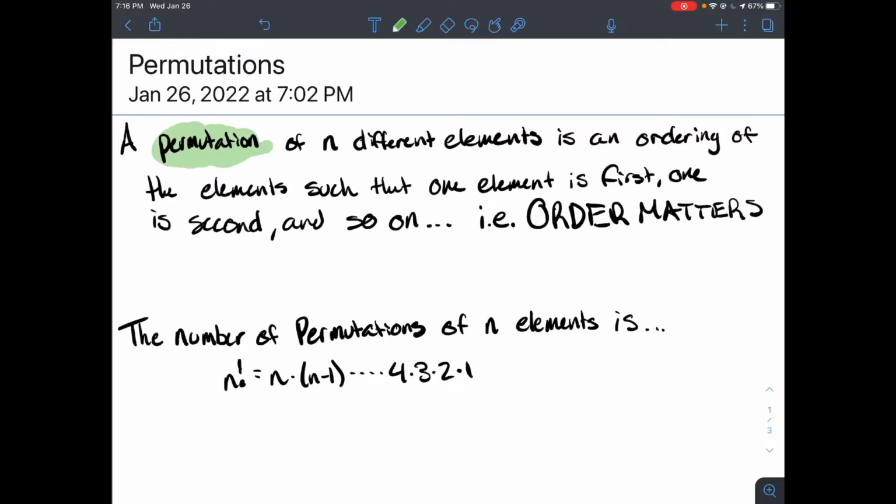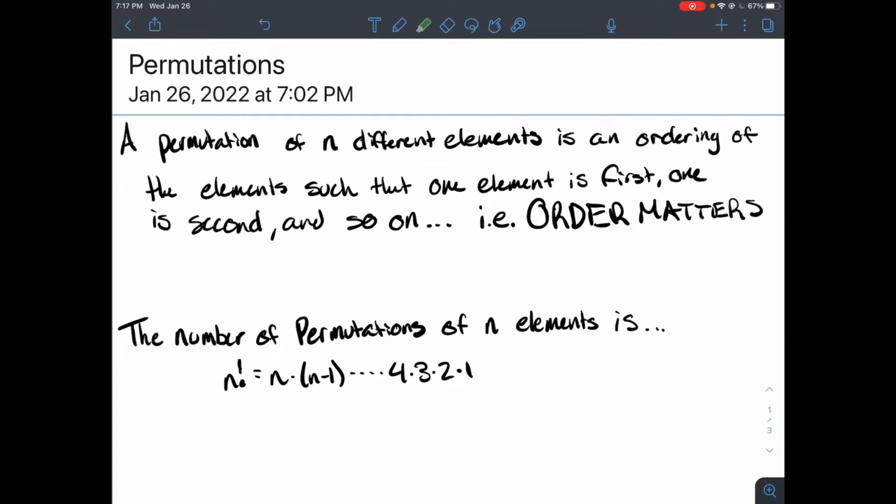Alright, today we're talking about permutations. We talked about combinations yesterday. Today we're talking about permutations. So a permutation of n different elements is an ordering of the elements such that one element is the first, one is the second, so on and so forth.